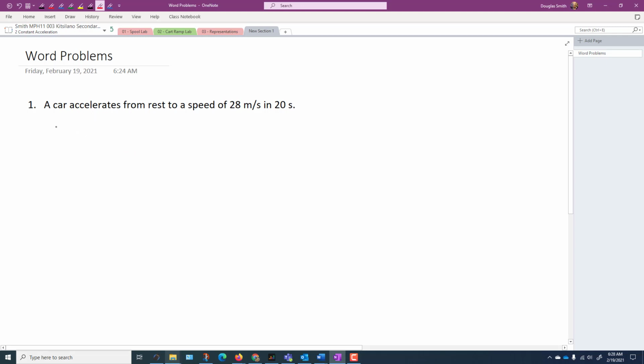it starts from rest. So we could say the initial velocity is 0 meters per second. So that's one thing we know. Another thing is it ends up at a speed of 28 meters per second. So we could say F for final, 28 meters per second. And we know it travels for a change in time of 20 seconds. So that's the stuff we know.